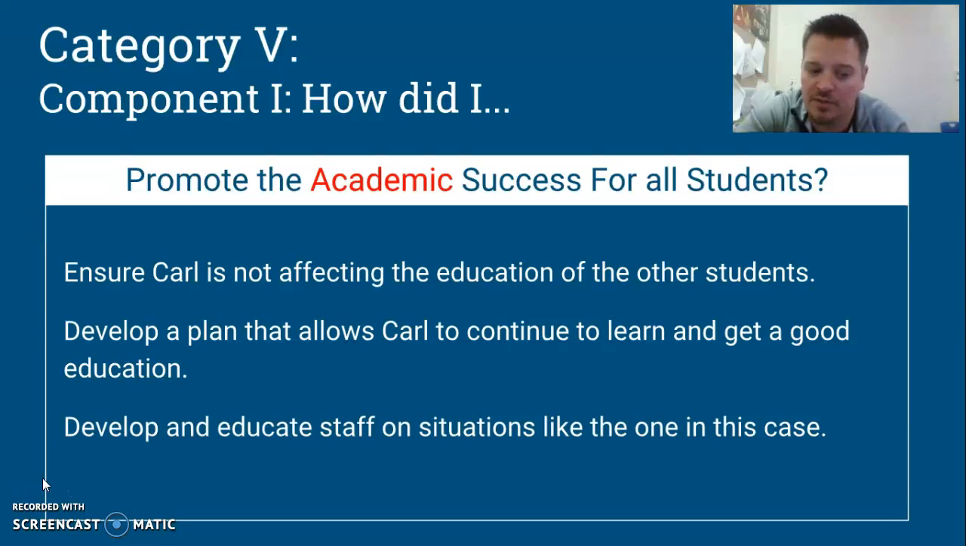And then I also develop and educate staff on situations like this so that in the future we can provide the best academics for all the students. And developing your staff for that is definitely going to benefit all students when it comes to academics.